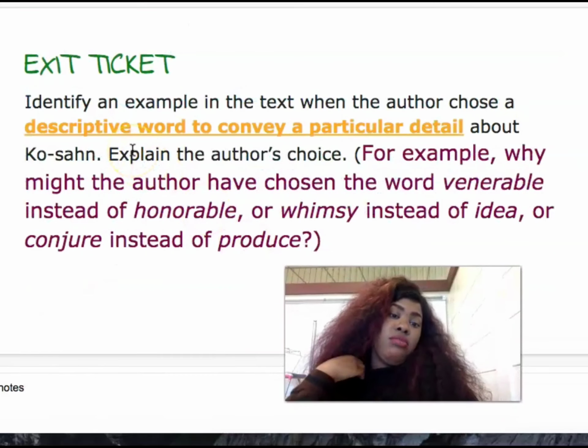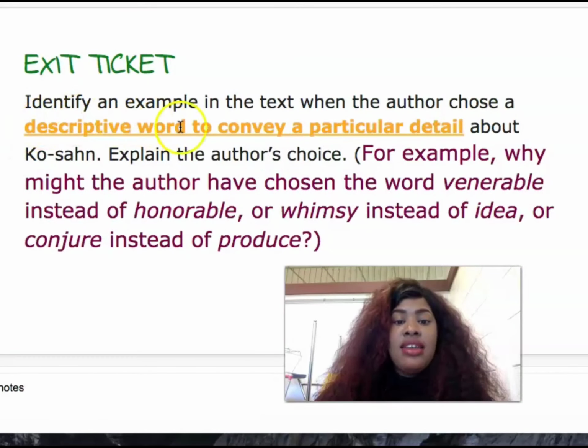For today's exit ticket, I want you to identify an example in the text that we just read where the author used a descriptive word to convey a particular detail about Kosan, and explain why the author chose that descriptive word. For example, why might the author have chosen the word venerable instead of honorable, or whimsy instead of idea, or conjure instead of produce? Why would he have chosen those particular words instead of the other?